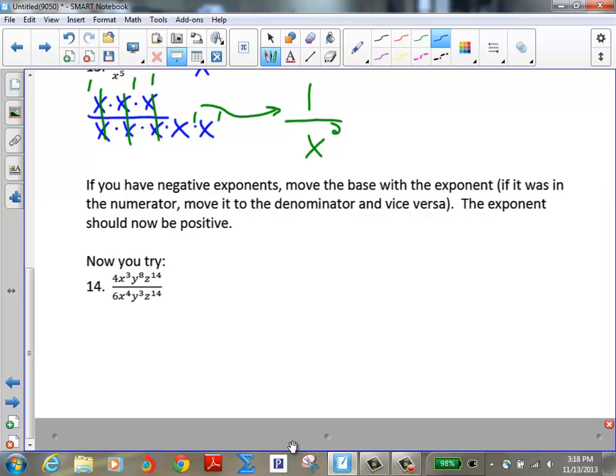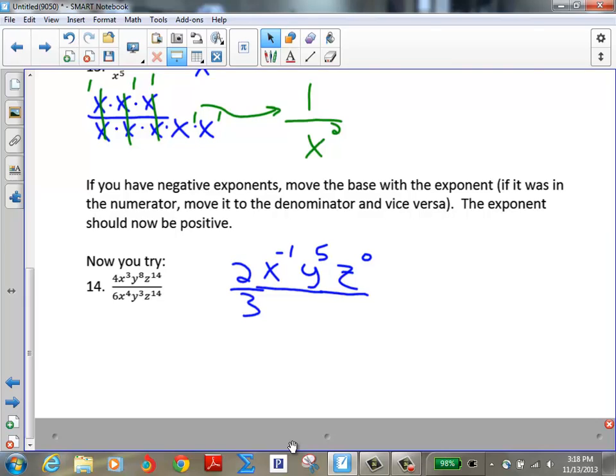Welcome back. Hopefully you took 4 divided by 6 and reduced it to 2/3. X to the 3rd divided by x to the 4th. When I subtract those exponents, I get x to the negative 1st. Y to the 8th divided by y to the 3rd gets us y to the 5th. And then finally, z to the 14th divided by z to the 14th is z to the 0 power. Do a little more simplifying here.